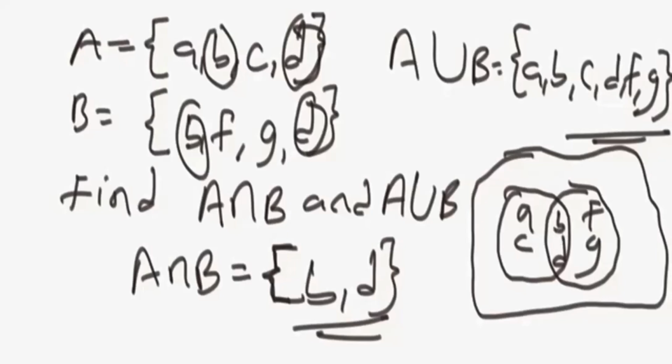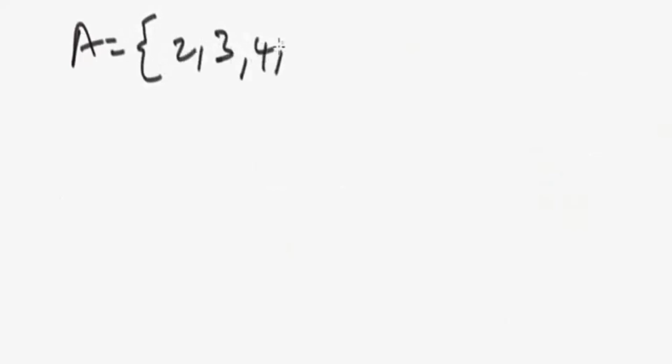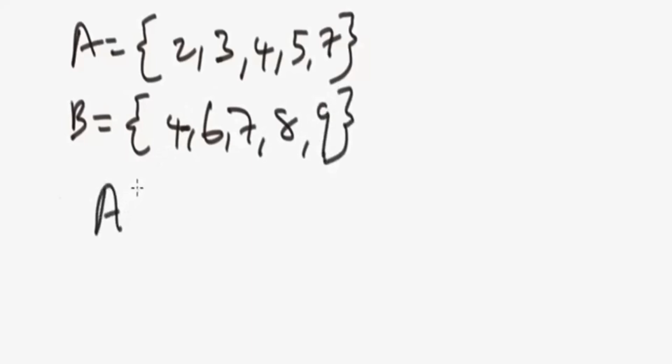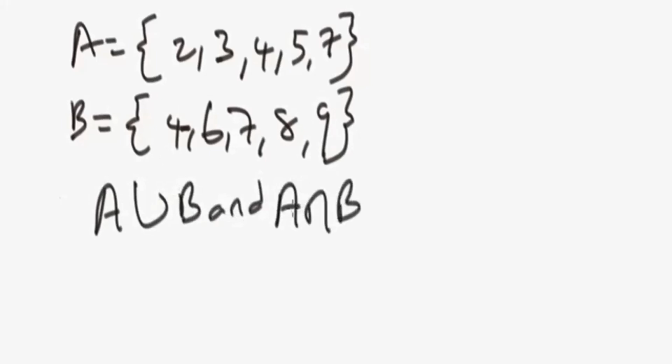Let's wipe this and look at another example. This time around we have this problem. We are given set A to have the elements 2, 3, 4, 5, and 7. Set B has the elements 4, 6, 7, 8, and 9. We're asked to find A union B and A intersect B. Feel free to pause this video and attempt this.